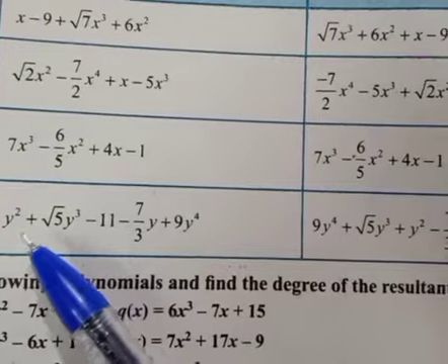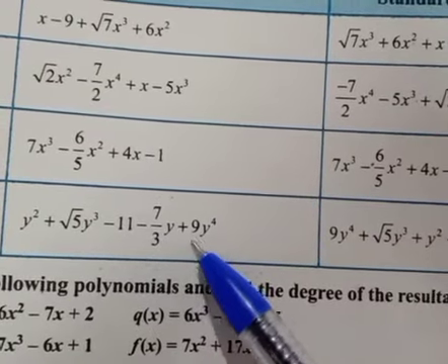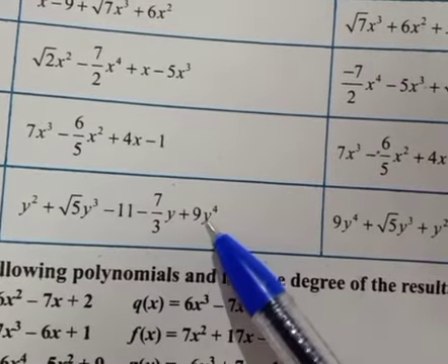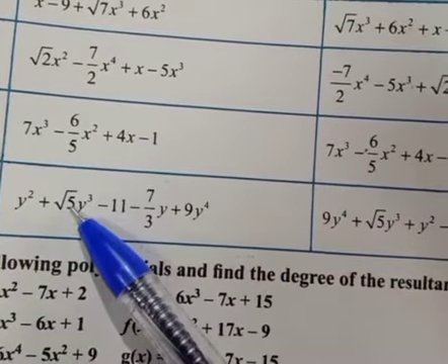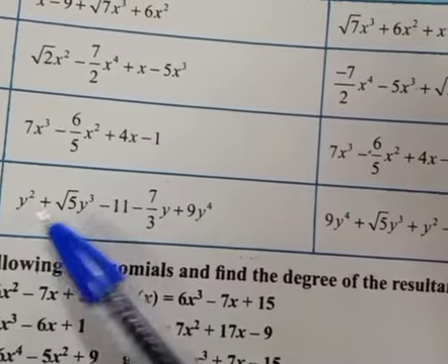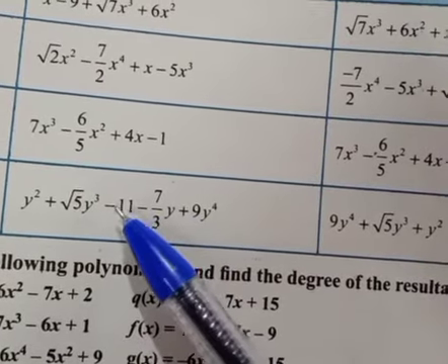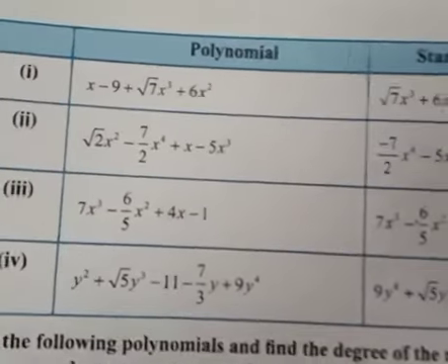Next, the last problem, y square plus root 5 y cube minus 11 minus 7 by 3 y plus 9 y power 4. Now you have to arrange with the greatest power first, that is 9 y power 4. Next greatest power, root 5 y cube. Next y square. Then minus 7 by 3 y. Then constant minus 11. These are in standard form.